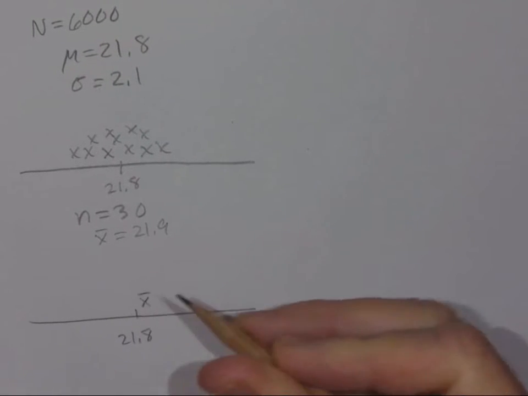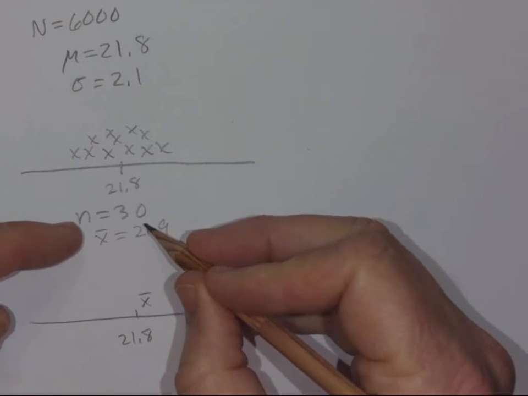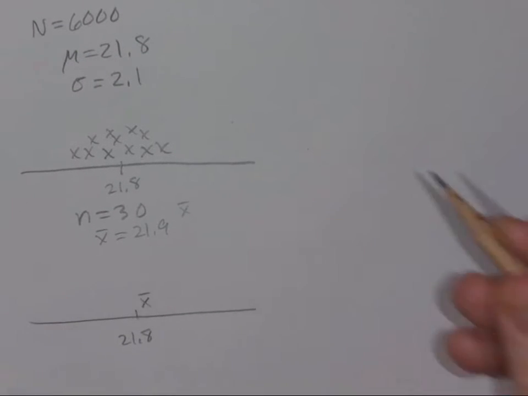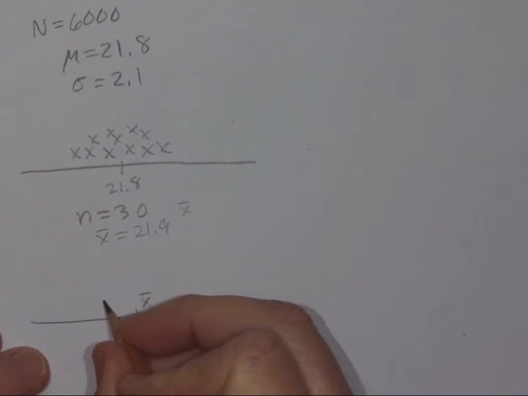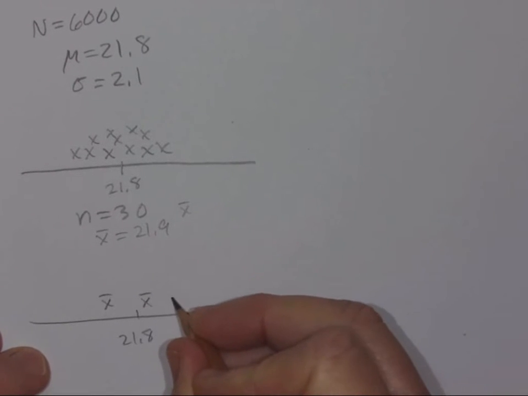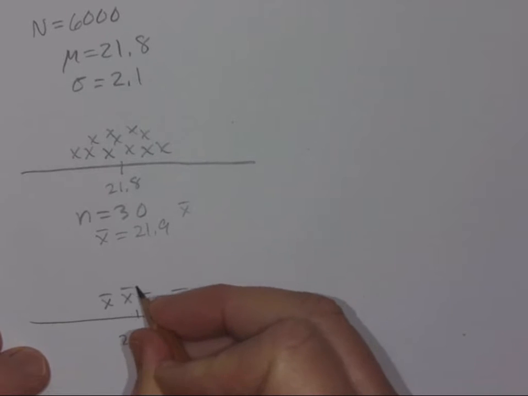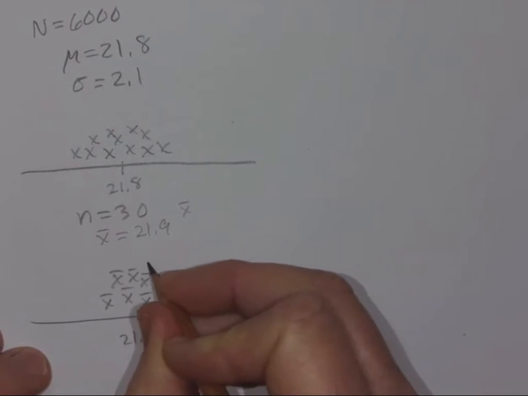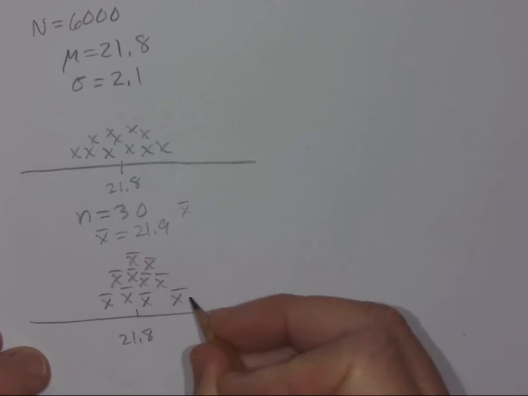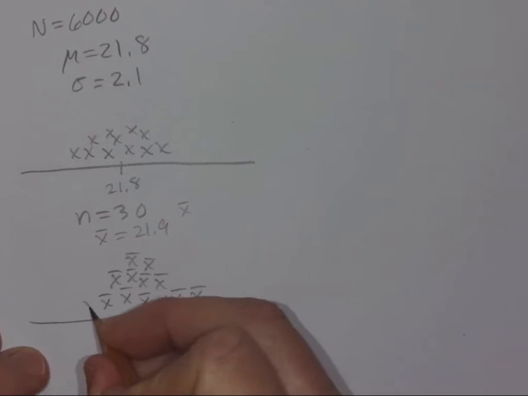We're going to graph this 21.9. There's our X bar. But if we were to take another sample of size 30 and get another X bar, it's probably not going to be that. It's going to be maybe down here. Maybe it's going to be 20.7, if we took another sample and found another X bar. So all these possible values of X bar in repeated sampling are what we call a sampling distribution. It is every value that this could take.